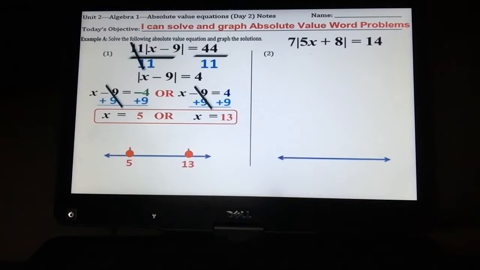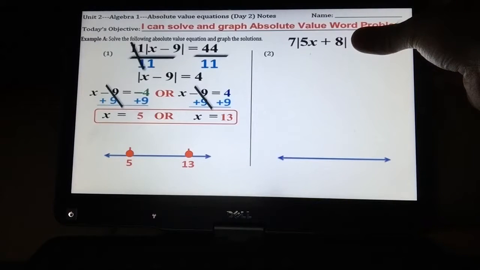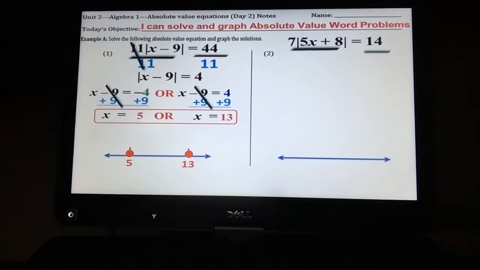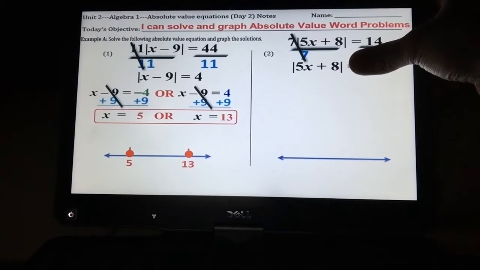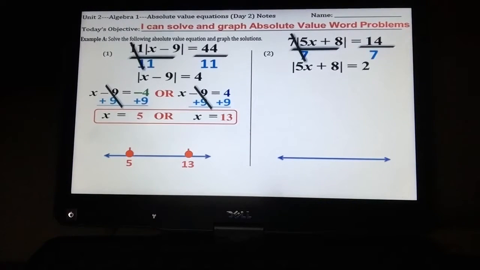Alright, so like the other one, if you cover this up, you can see that the absolute value is not by itself. So how do we get rid of that 7? Well, we're going to divide both sides by 7. That's going to cancel out on the left side. The right side, I'm going to get 2. So now I have the absolute value of 5x plus 8 equals 2. If I cover that up, you can see the absolute value is by itself now. So let's go ahead and split them up. We're going to have what's inside the absolute value equals negative 2, or what's inside the absolute value equals a positive 2. And again, remember, it's going to be the same steps in both of them.